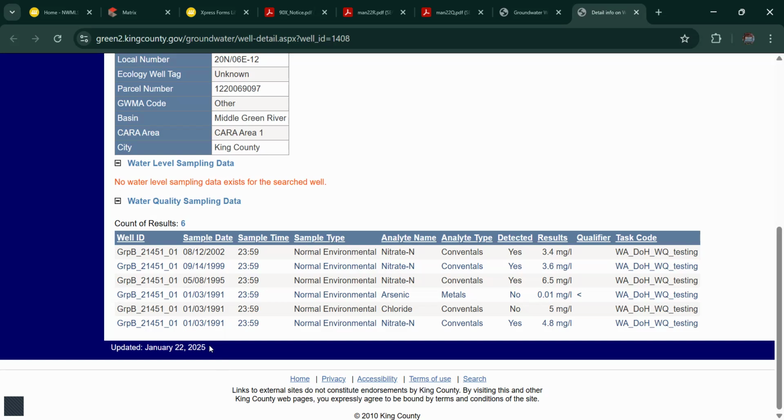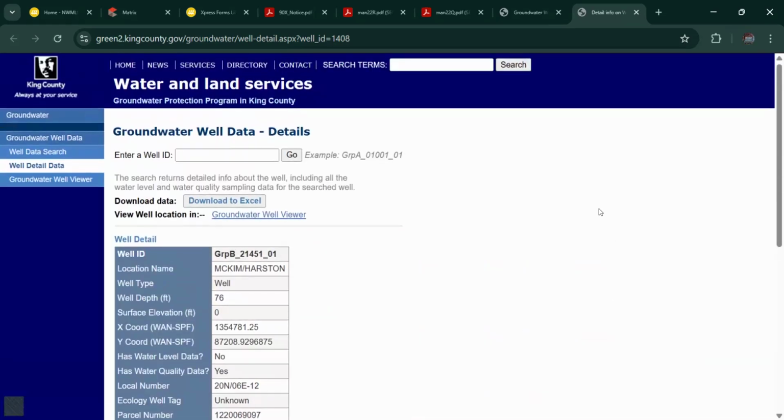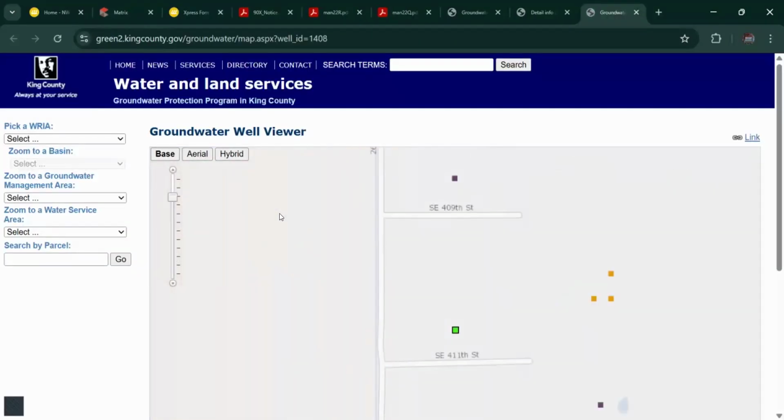So it's updated as of January 22nd, 2025. So they might have had it done since before they went on the market. They could have, but it's just not quite updated. So you might have to call in to King County and get the information. You can look at the groundwater well viewer.